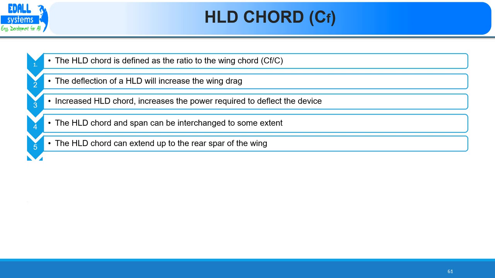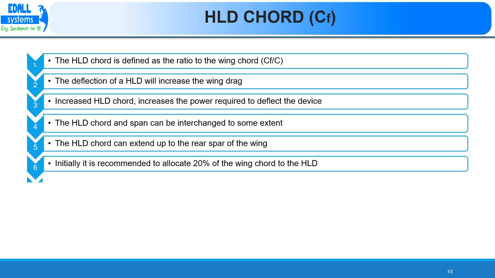High-lift device chord can be extended up to the rear spar of the wing. The designer can extend the high-lift device chord up to the rear spar of the wing, since in most of the aircrafts, the rear spar is important for wing structural integrity, so do not try to cut the rear spar in order to extend high-lift device chord. 20% of the wing chord is allocated to the high-lift device.